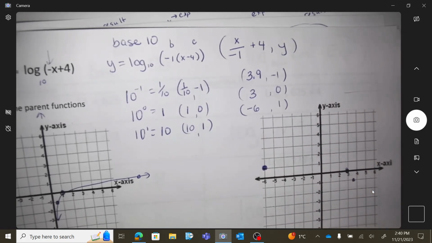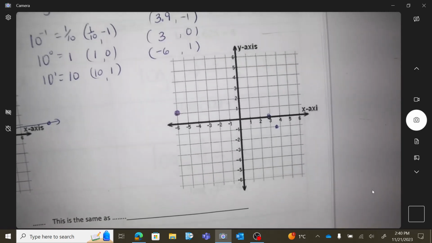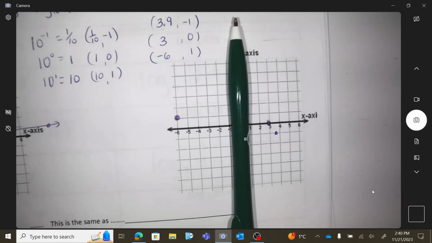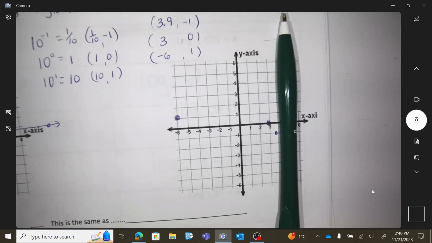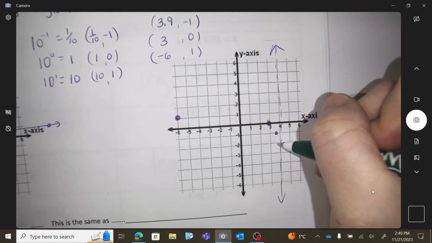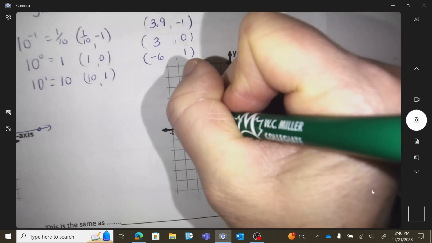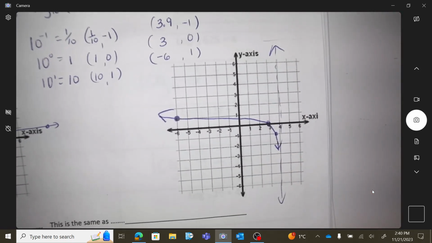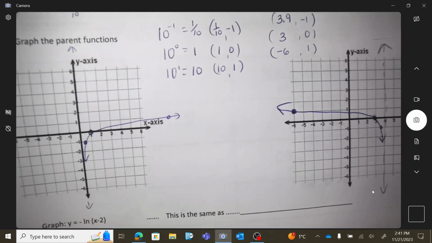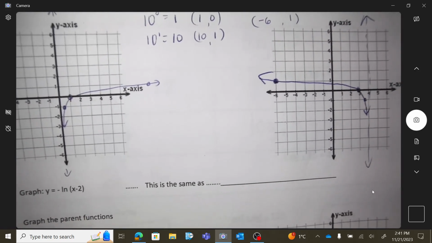Where would you put an asymptote? It originally is here, so what happens to it? It should move 4 to the right because of the shift. Do you see a reflection? Do you see that flip? Right? Okay, I think this is the last one.